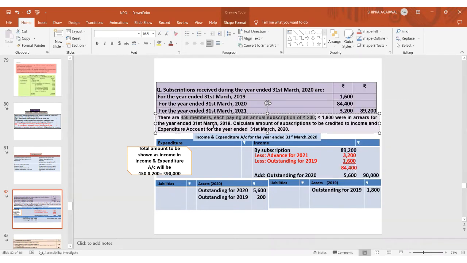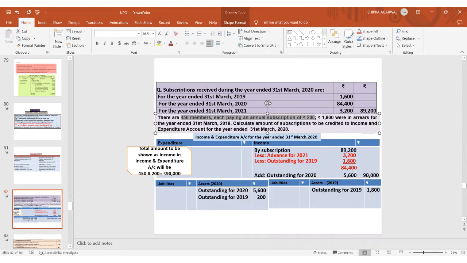So whether they have paid or not, whether you have received or not, that is immaterial. Because in case of income and expenditure account, you deal with the transactions as per the accrual basis. And as per the accrual basis, 450 members were supposed to make the payment at the rate of 200. So a total of 450 into 200 was to be received. That is 90,000. So you can simply write 90,000, or you can deal with the intricacies. That is your choice. Then next is you have to prepare your balance sheet also.